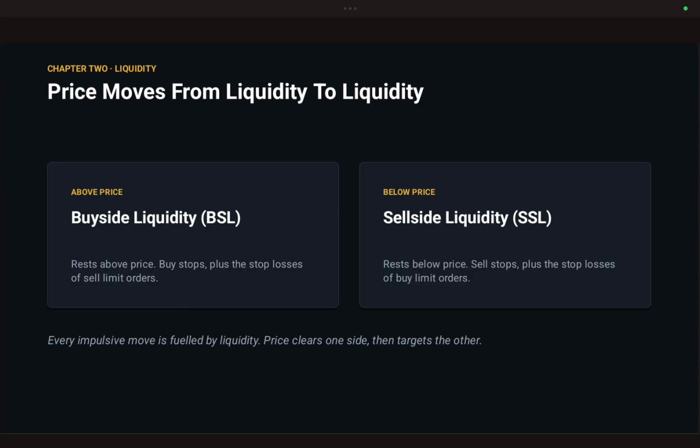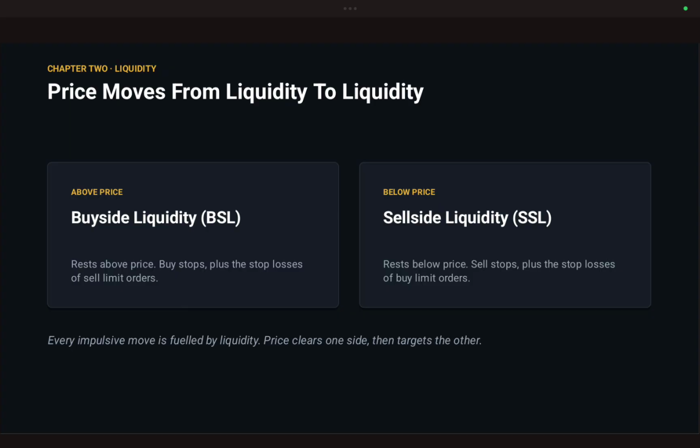Above price we have the buy side liquidity, below price we have the sell side liquidity. Buy side liquidity rests above price. We have buy stops and we also have stop losses of sell limit orders. For sell side liquidity, we have the sell stops and the stop losses of buy limit orders. Every impulse move is fueled by liquidity. Price clears one side, then targets the other.